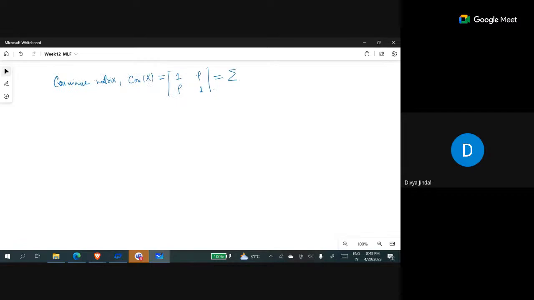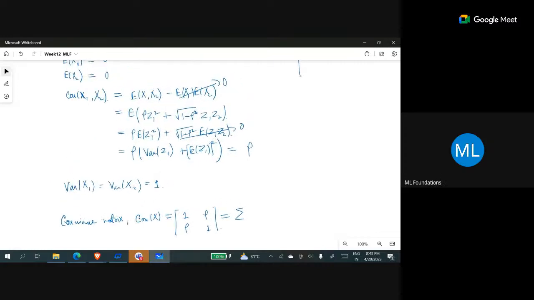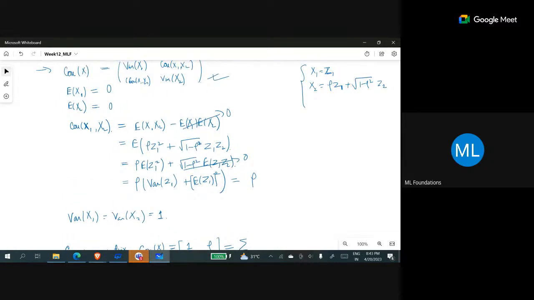How did we get the variance of x1 and x2? You can calculate this. x1 is just z1, so the variance will be 1. And for x2, you just use the property. x2 is rho z1 plus under root of 1 minus rho square z2. So you take the variance of rho z1 plus this. Rho is taken as a constant, so the rho outside will become squared. The variance of ax plus b is a square times the variance of x. So use that property and you will get it as 1.